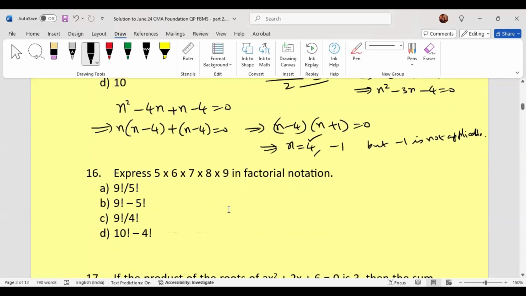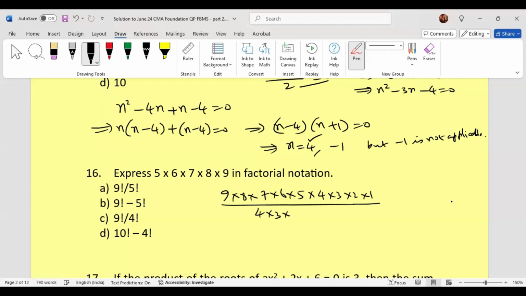Express 5 into 6 into 7 into 8 in factorial notation. We will write it in reverse: 9 into 8 into 7 into 6 into 5. If I have to write it in factorial notation, I will have to extend it to 4 into 3 into 2 into 1. Whatever I multiplied in the numerator, I should do it in the denominator. So the numerator becomes 9 factorial, denominator becomes 4 factorial. That means our option is C.